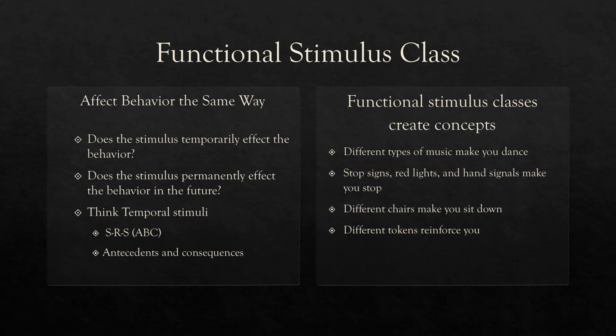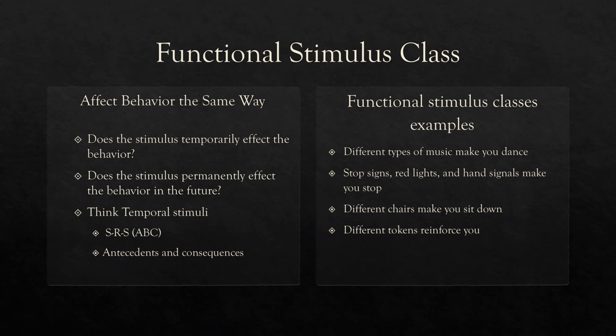Because what in ABA do we say evokes behavior? Antecedents. What reinforces and punishes behavior? Consequences. So if we look at our SRS contingency, our antecedents and our consequences are going to make up these functional stimulus classes, right? Because if you think of ABC, our antecedent stimuli is going to evoke that behavior. Our consequent stimuli is either going to reinforce or punish that behavior. So functional stimulus classes also create functional stimulus classes. Functional stimulus classes affect behavior the same way.